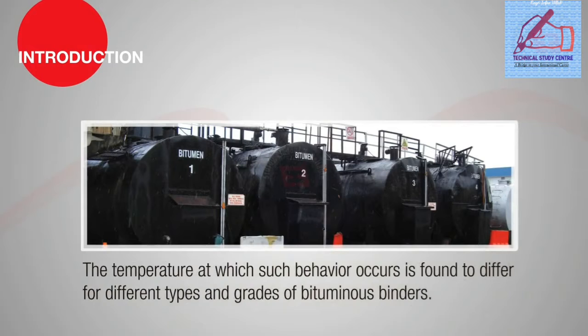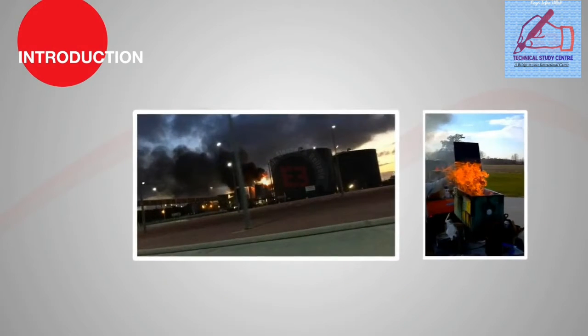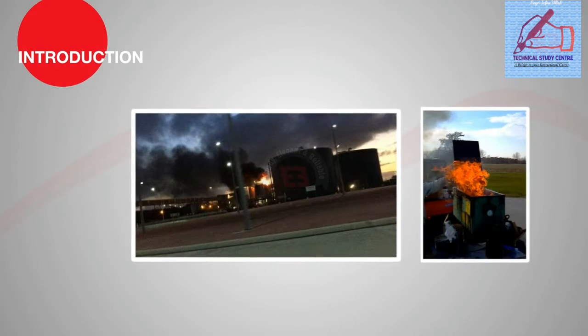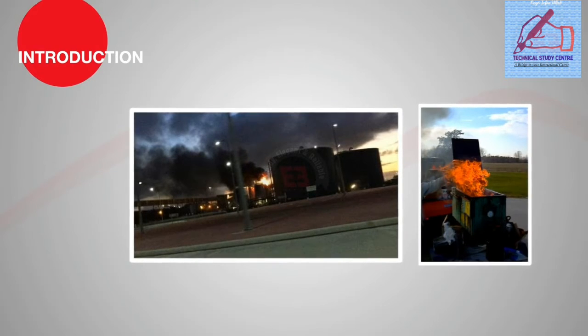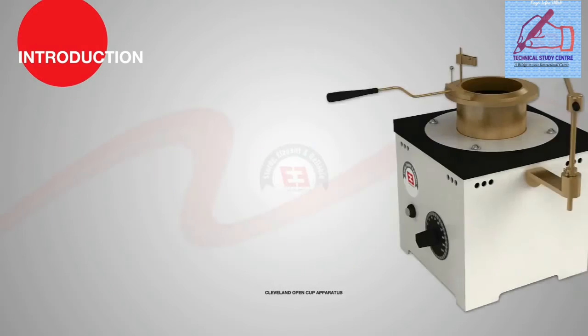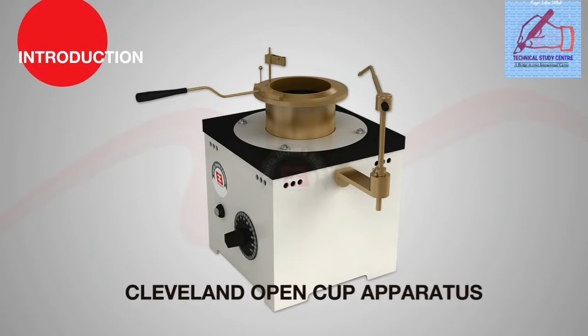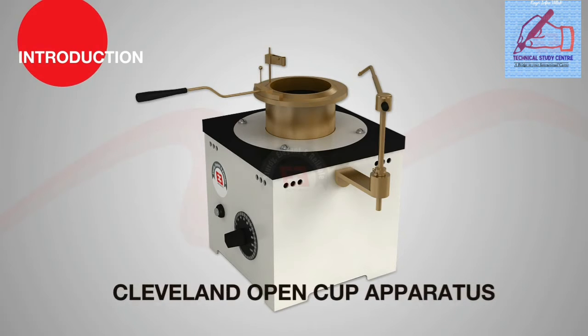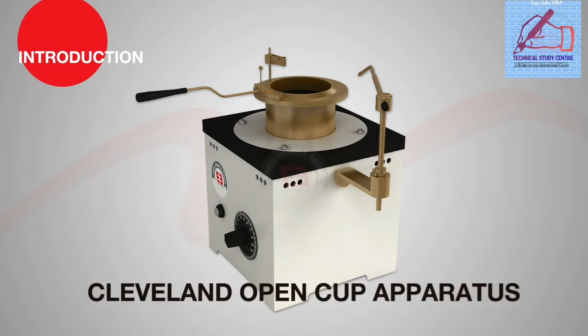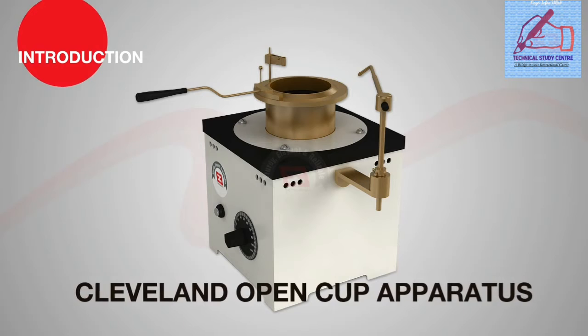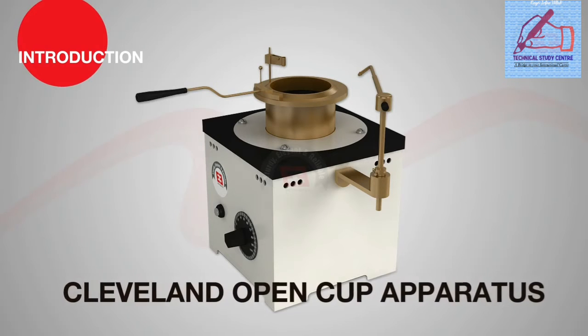The temperature at which such behavior occurs is found to differ for different types and grades of bituminous binders. In order to eliminate fire hazards during heating, mixing or application, it is necessary to restrict the process well below these critical temperatures. Cleveland open cup apparatus determines these critical temperatures. This test method is applicable to all petroleum products with flash point above 79 degrees Celsius and below 400 degrees Celsius.